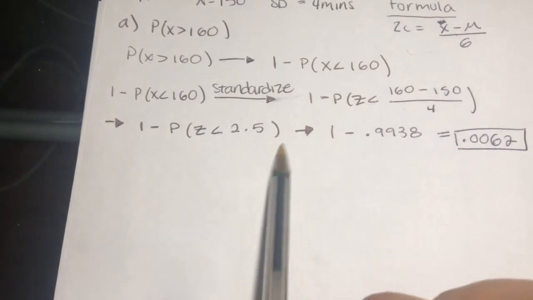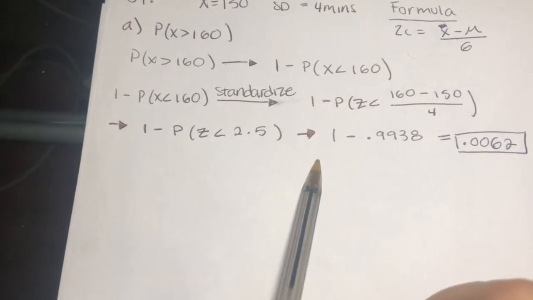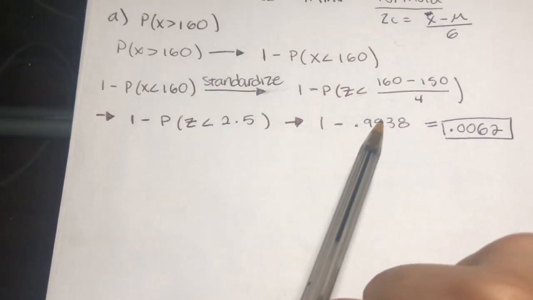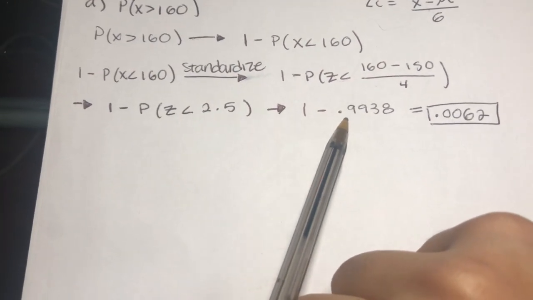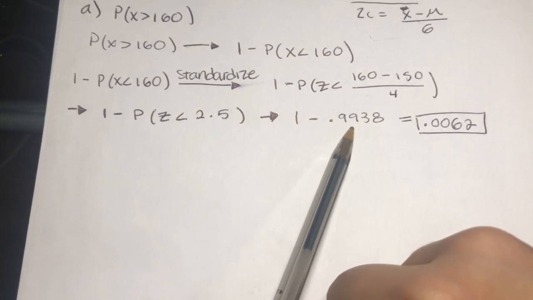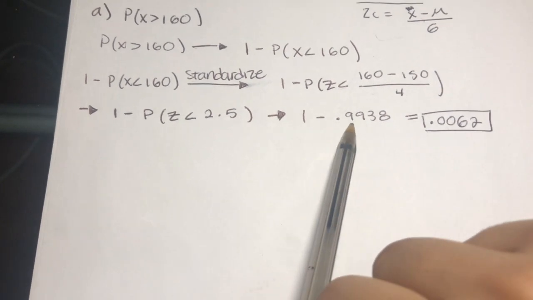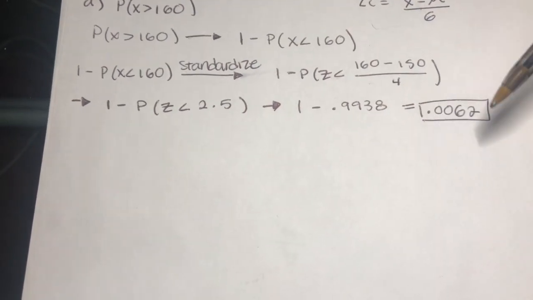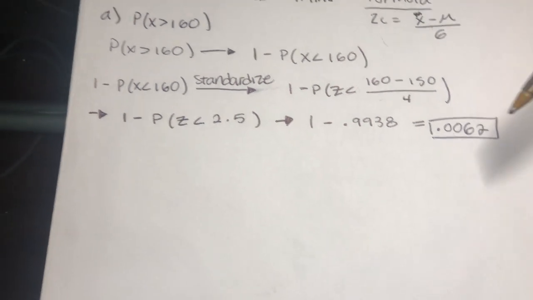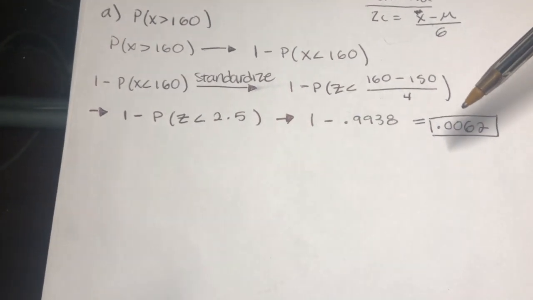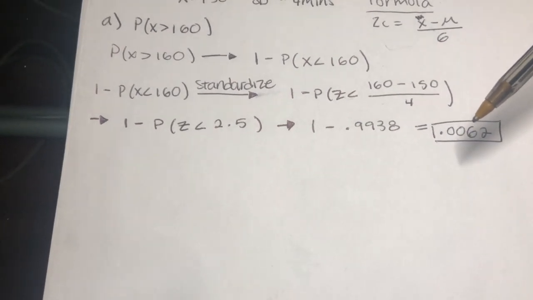If we look in our table and search through 2.5, it will tell us that the probability of 2.5 is 0.9938. And then we just subtract 1 minus 0.9938, and we get 0.0062, which is our answer, the probability that x is greater than 160.